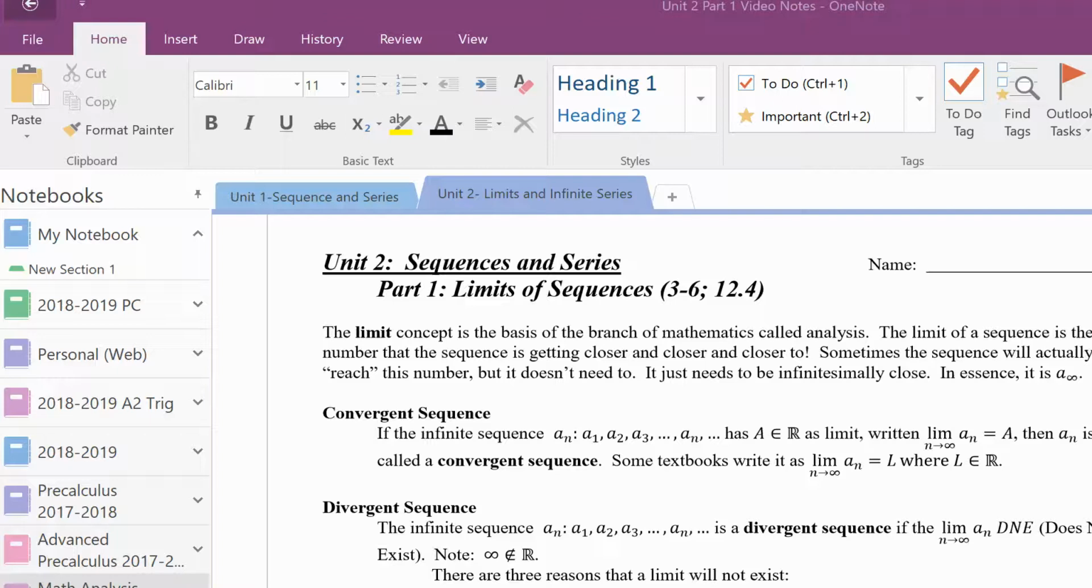Welcome to tonight's video on Unit 2, Part 1. We'll talk about limits of sequences.